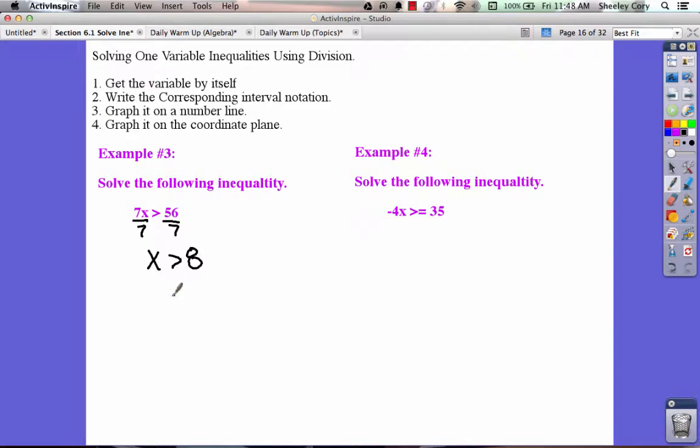We're going to go ahead and do the interval notation. So x is greater than 8. That means 8 is the smallest number. So 8 is the smallest, and infinity would be the biggest. It can't equal 8, so we have a parenthesis there, and we have a parenthesis for infinity because it can't equal infinity either. Now we're going to use the number line.